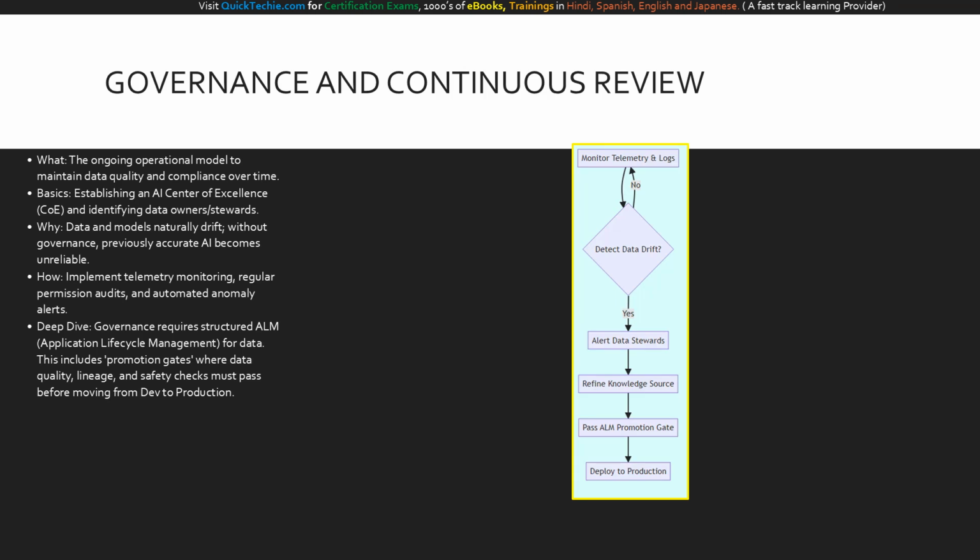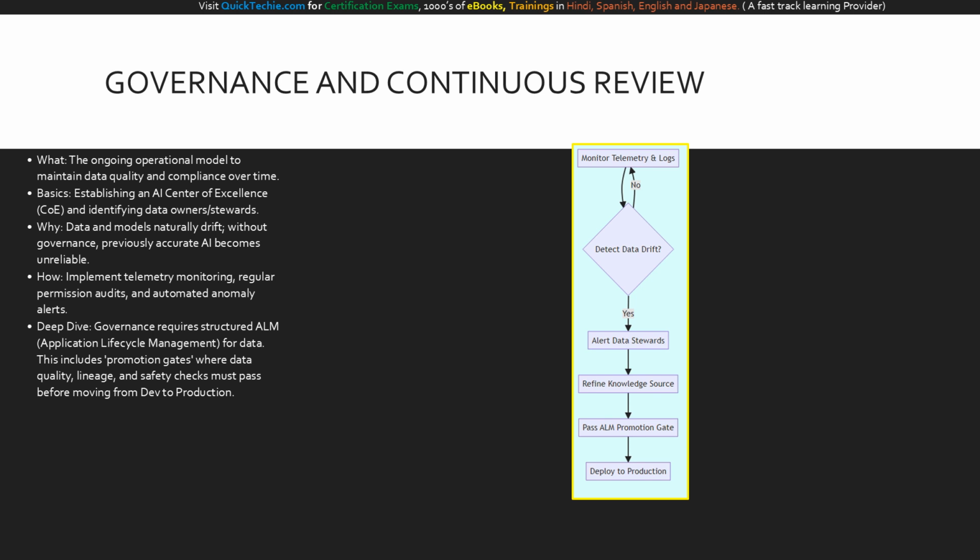In our final slide, we must address governance and continuous review. What is this? It is the ongoing operational model required to maintain data quality and compliance long after the AI goes live. The basics involve establishing an AI center of excellence and assigning strict accountability to data owners and stewards. Why is this a mandatory step? Because enterprise data is alive, it changes, and models experience drift. Without continuous governance, an AI that was perfectly accurate on day 1 will become unreliable by day 90.